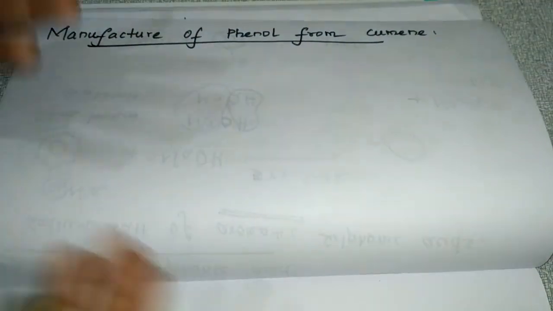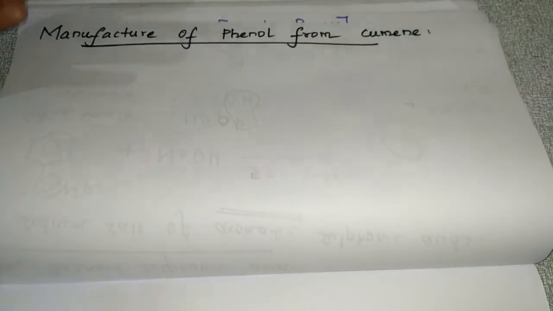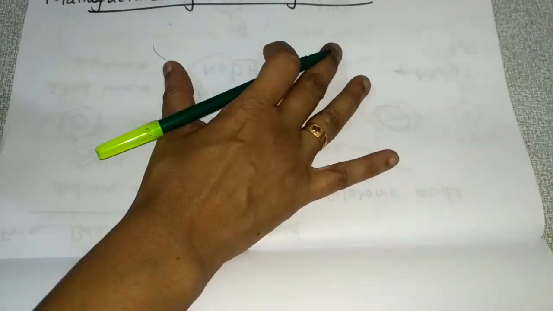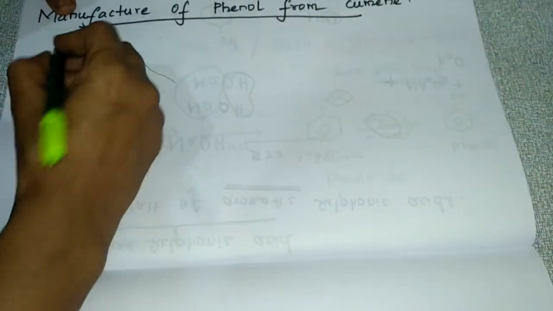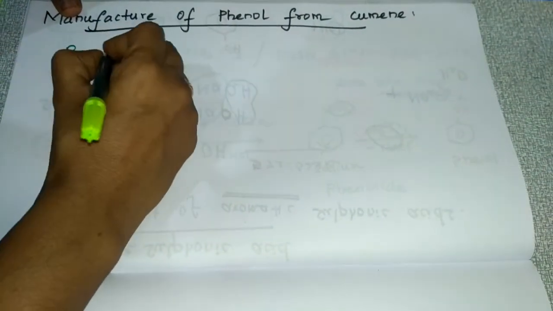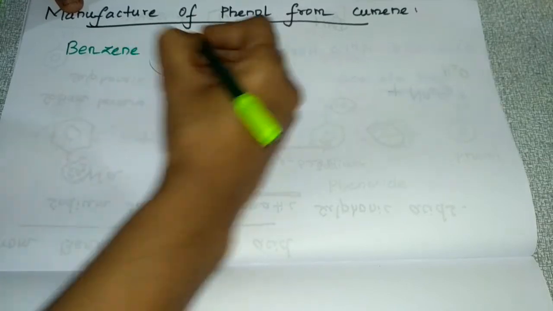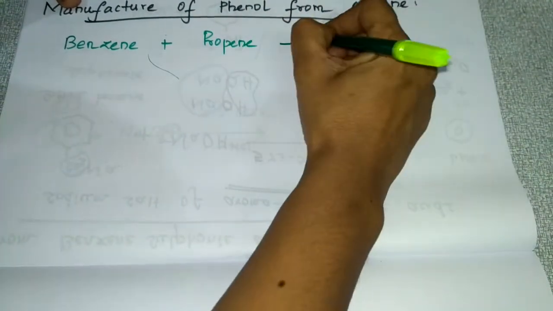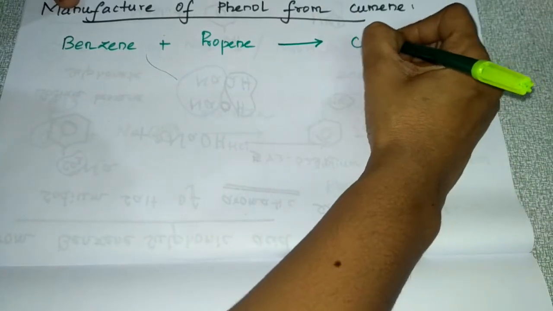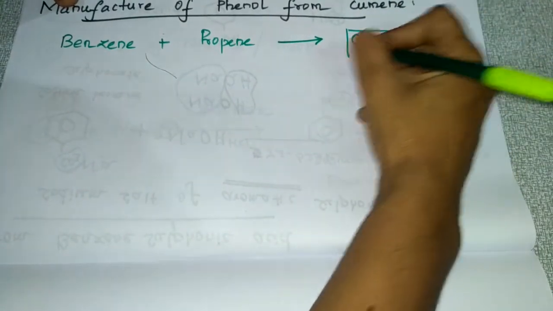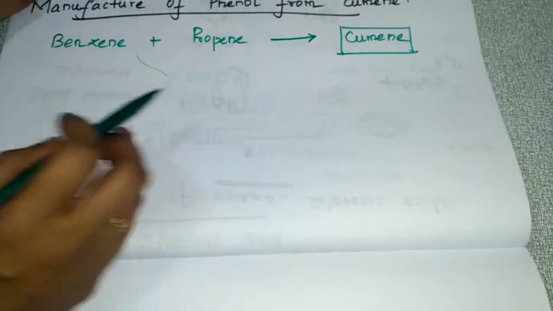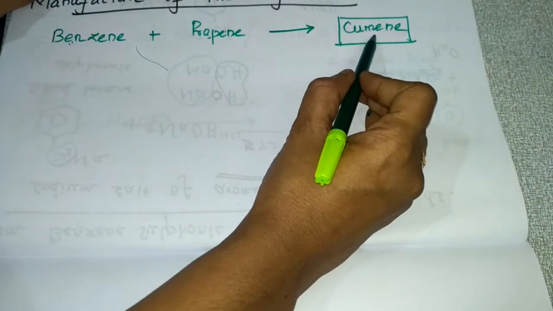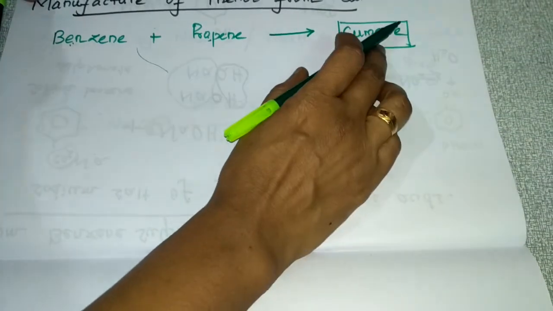If this is the manufacturing of phenol from cumene, either you can write it stepwise or continuously. So what all are you taking in this? Benzene and propene. First you have to prepare cumene. How to prepare this cumene? If you add benzene and propene, you will get cumene.